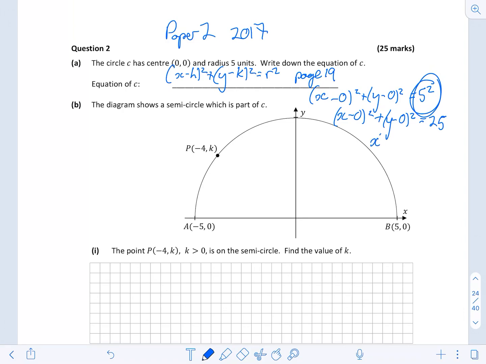They might expect you to write down x squared plus y squared equals 25, but I think they'd be happy enough with this line here, I would imagine. Okay.